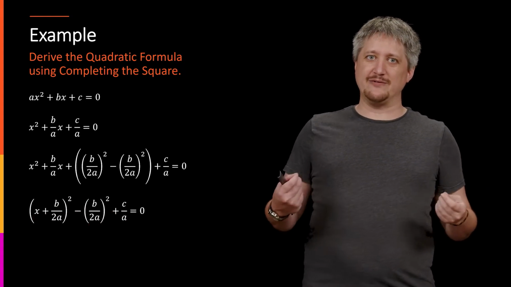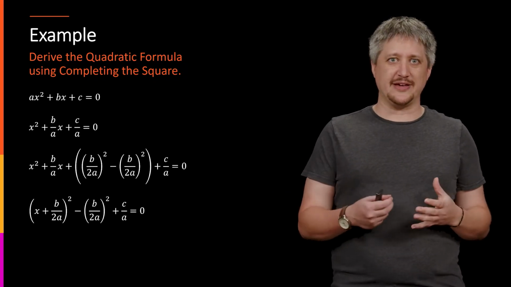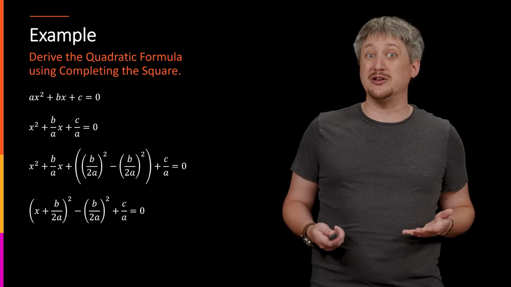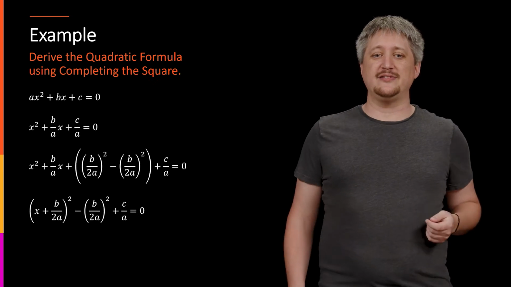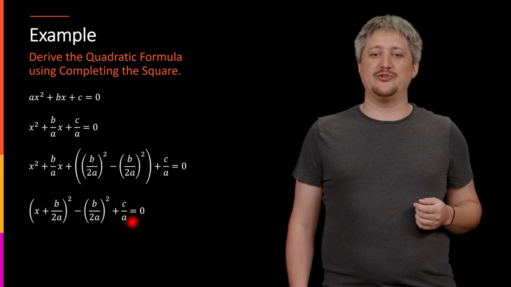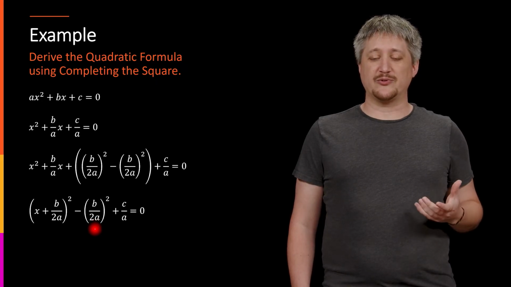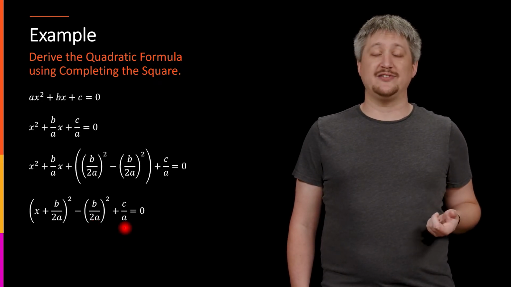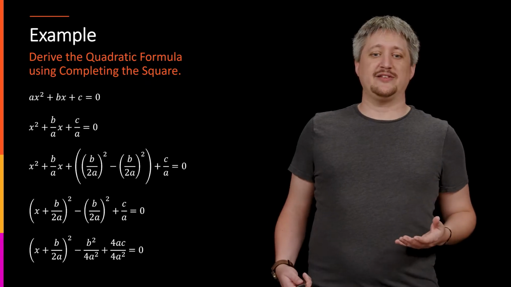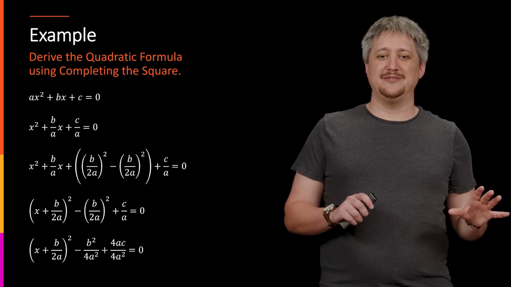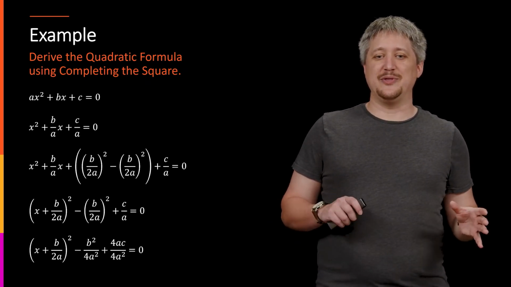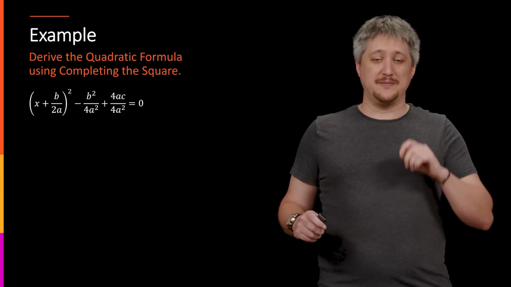And I can start unraveling that by moving stuff over and taking a square root and that kind of thing. So that's what I'm going to do. I'm going to take those constants, which is these two terms over here, and move them to the other side. So I'm going to add b over 2a quantity squared to both sides, and I'm going to subtract c over a from both sides, which gets me to the next part, right?